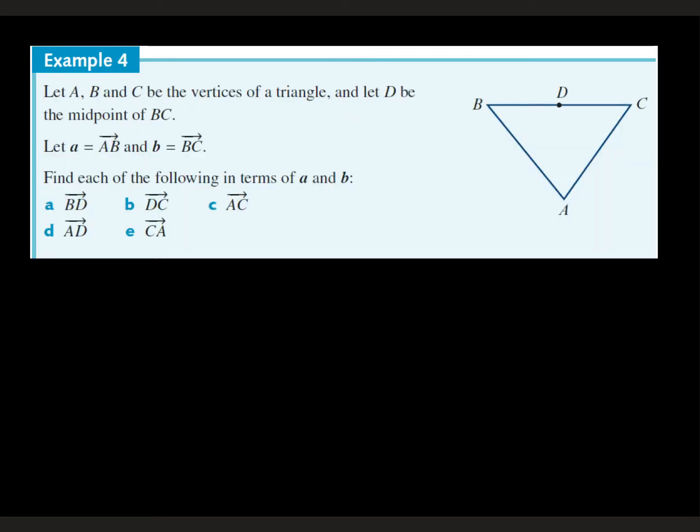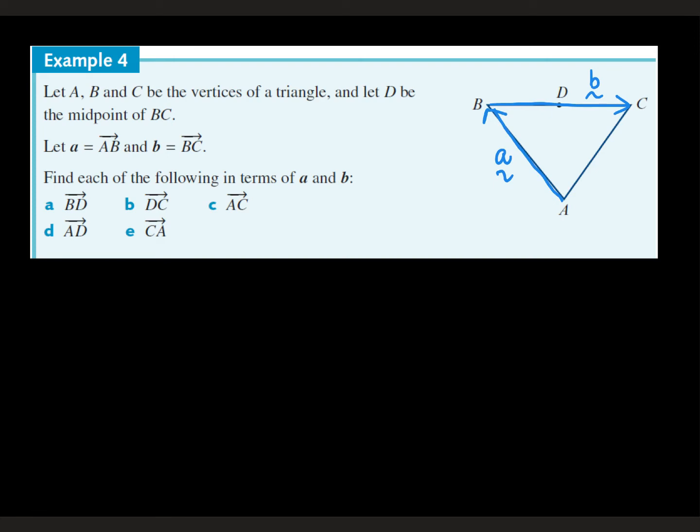Okay, this question's a little bit more complex. It says let's think about this triangle we've got over here. And A to B, that's this vector here, we're going to call little a, and we're going to call B to C, all of that distance there, little b. So find each of the following in terms of a and b.